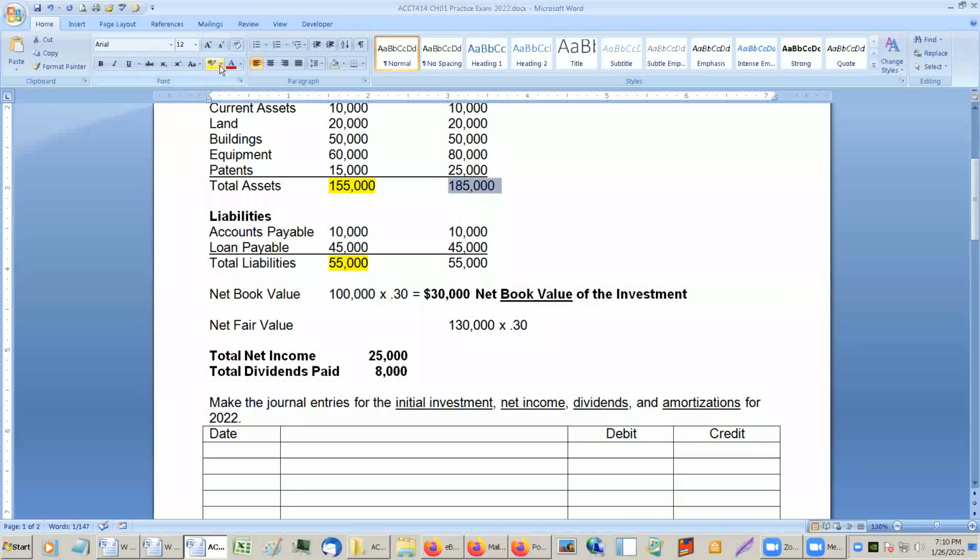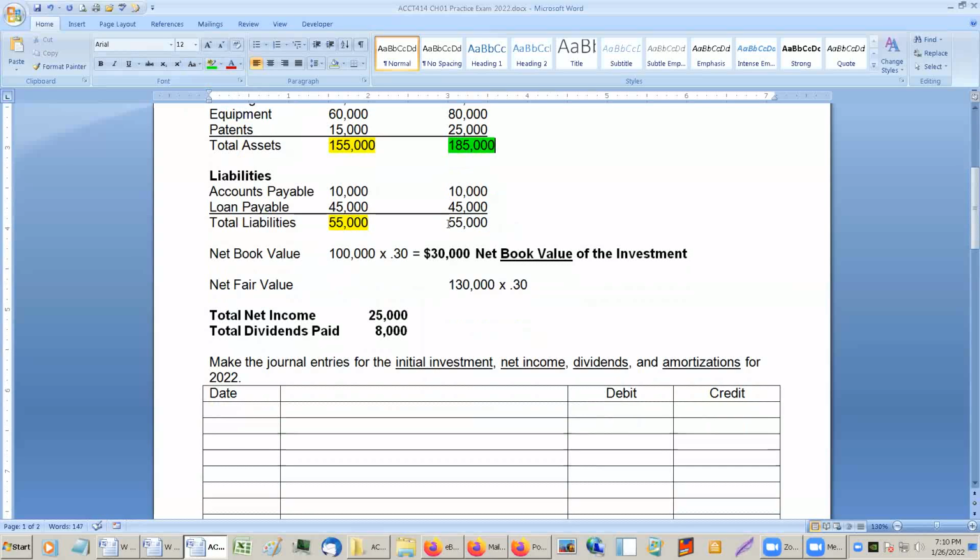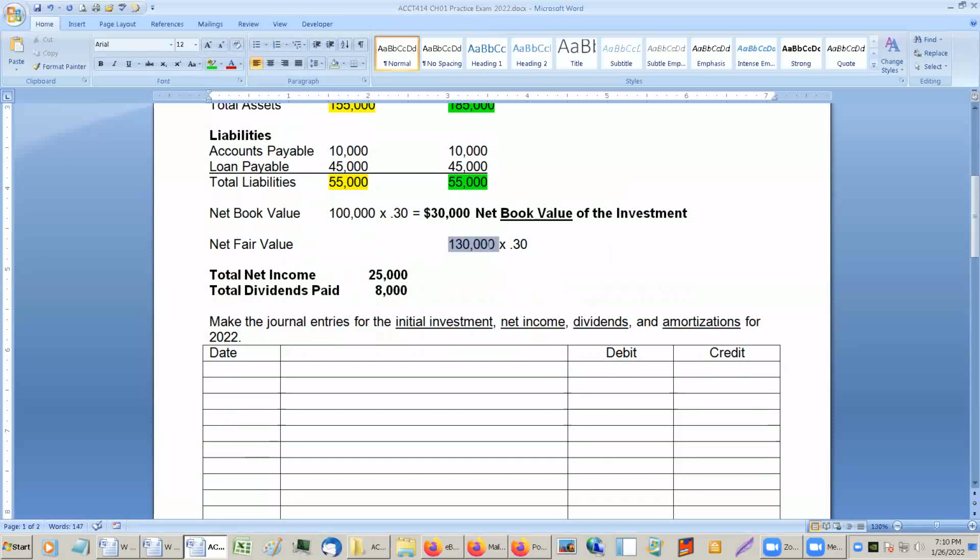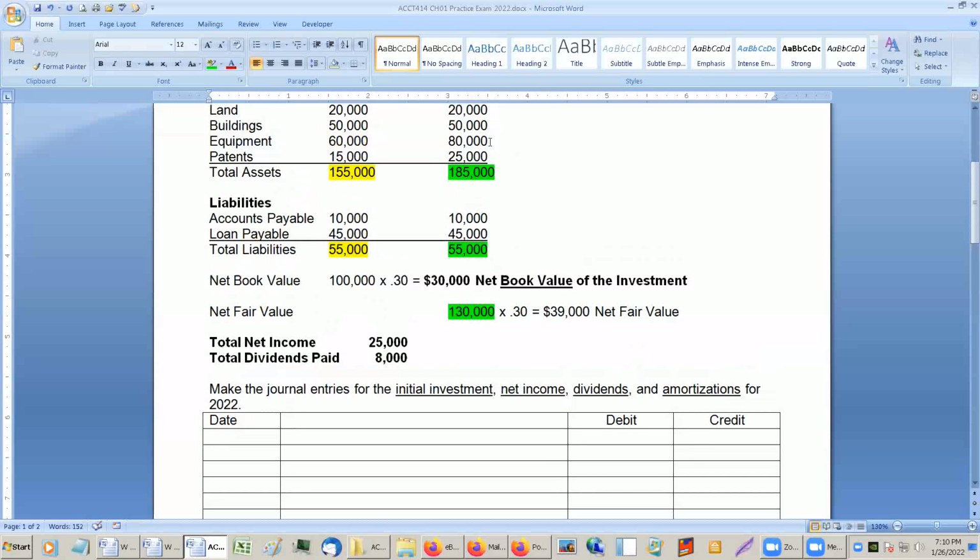It's like this. So 185 minus 55 is 130. Oh yeah, you're right. 130 and then times the 30%, right? Yep. And now this would be the net fair value. You said 39,000? 39,000, yeah. Now this fair value is really only for the identified assets. That's for these two in here.